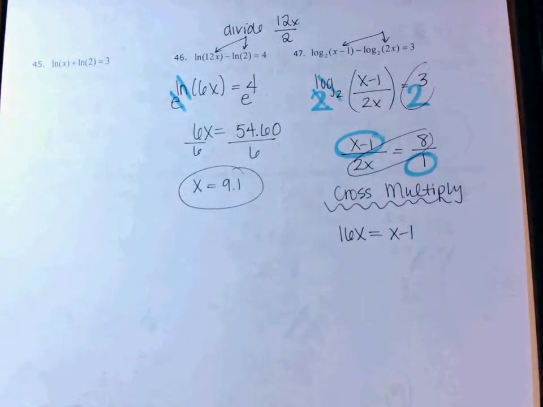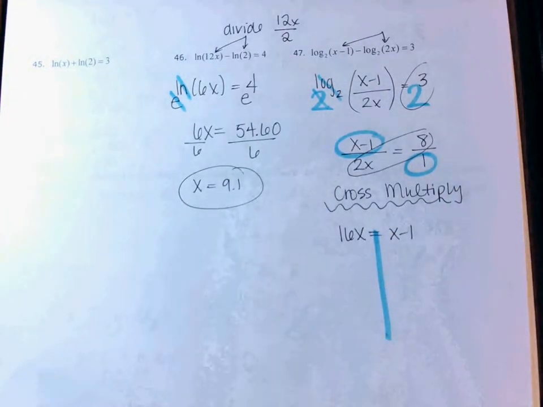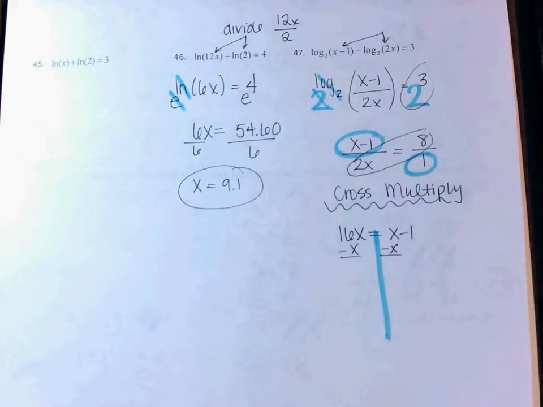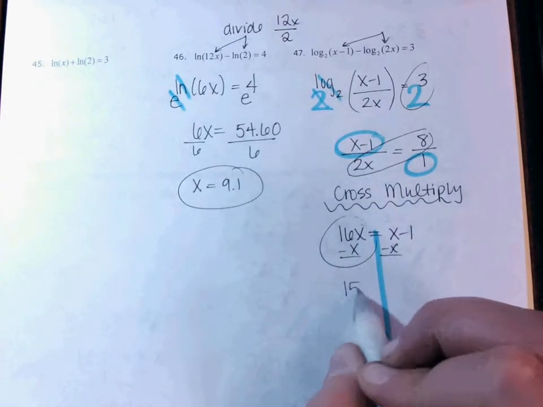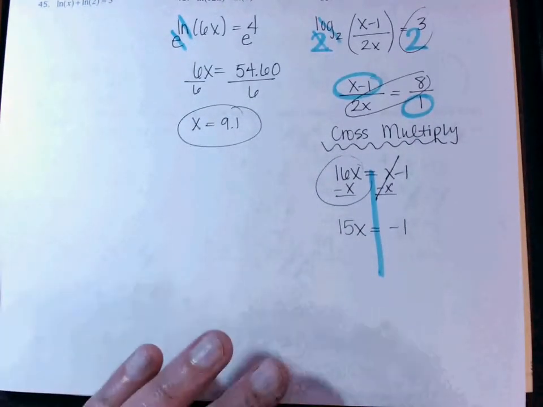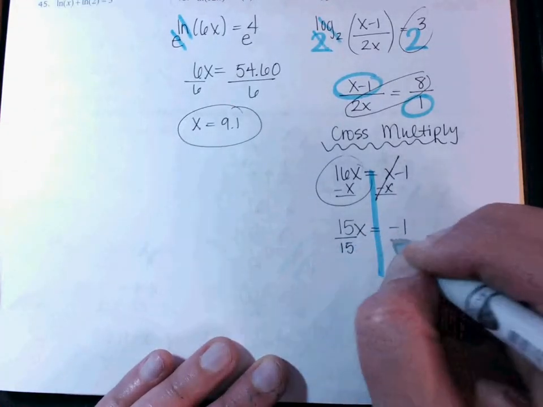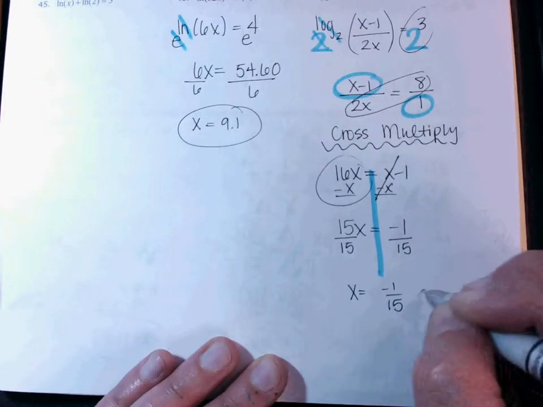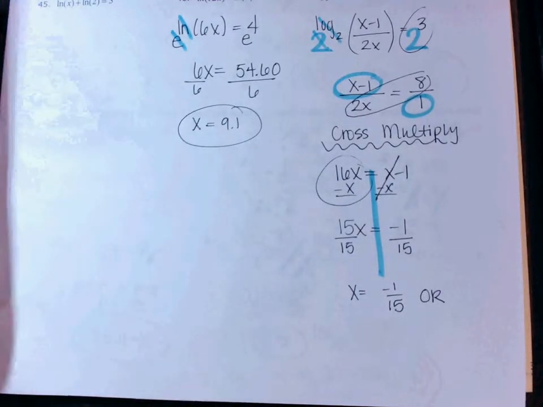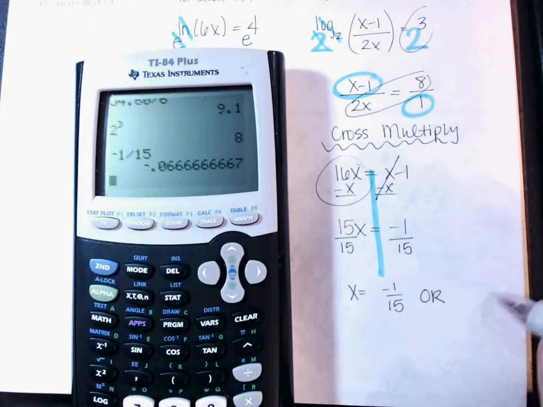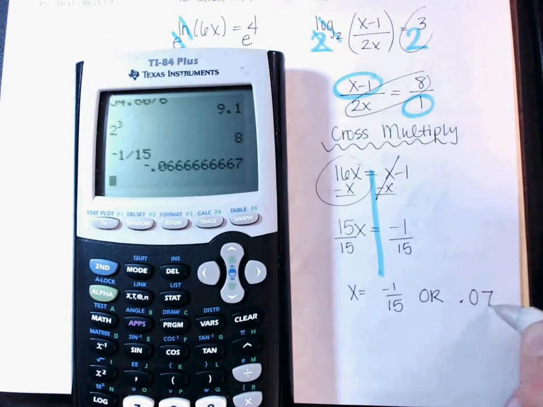And then from there, what do I do to solve? Add the 1. I'm going to actually bring the x across because I need to get my x's together. What is 15x, or sorry, I said that wrong. 16x minus an x. 15x, negative 1 is left on the other side. Divide by 15. And then you can change it into a decimal if you want to, but negative 1 over 15 is fine. You could leave it, you can change it, whatever you want. Negative 1 over 15 is 0.07.